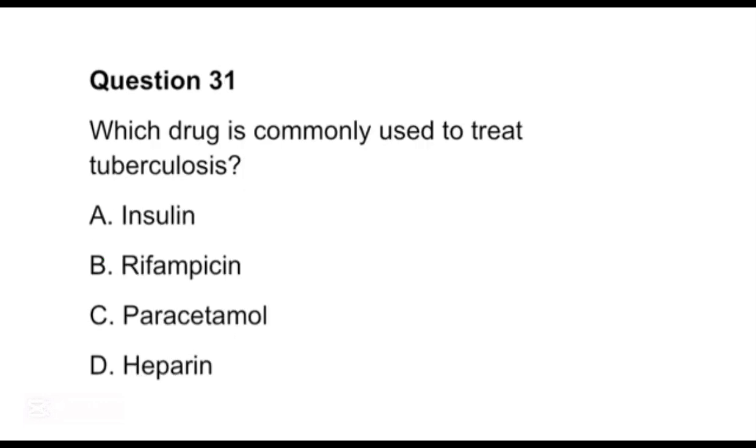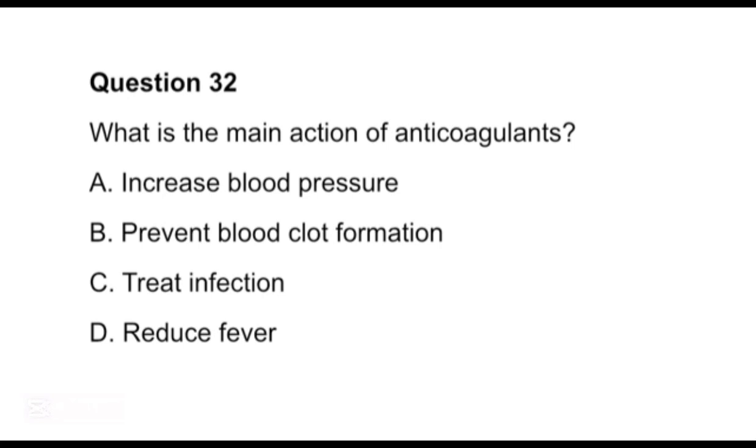Question 31. Which drug is commonly used to treat tuberculosis? A. Insulin. B. Rifampicin. C. Paracetamol. D. Heparin. Correct answer, B. Rifampicin.